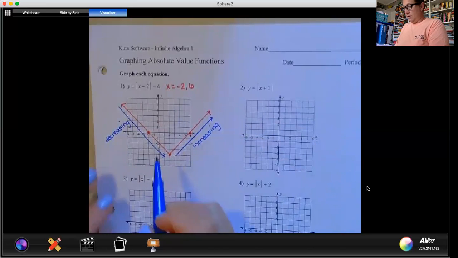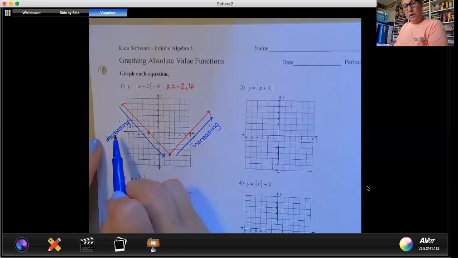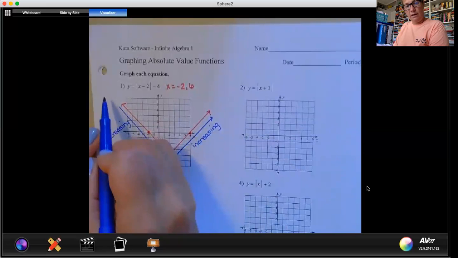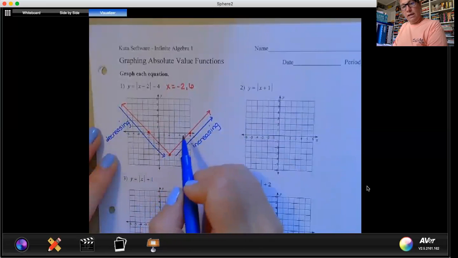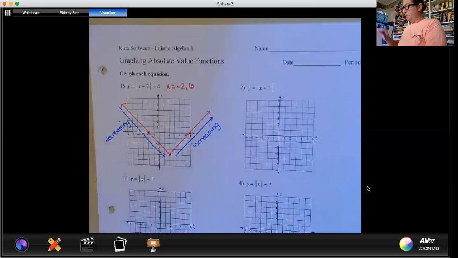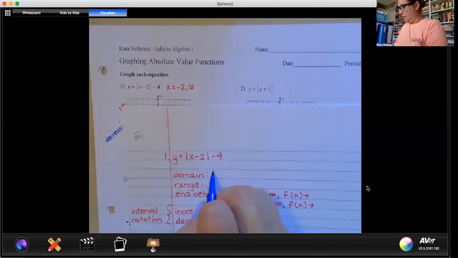What's happening for your domain is you have no restrictions on your x values because you keep on going in a negative direction for x, and you keep on going in a positive direction for x. So our domain would be -infinity to infinity.